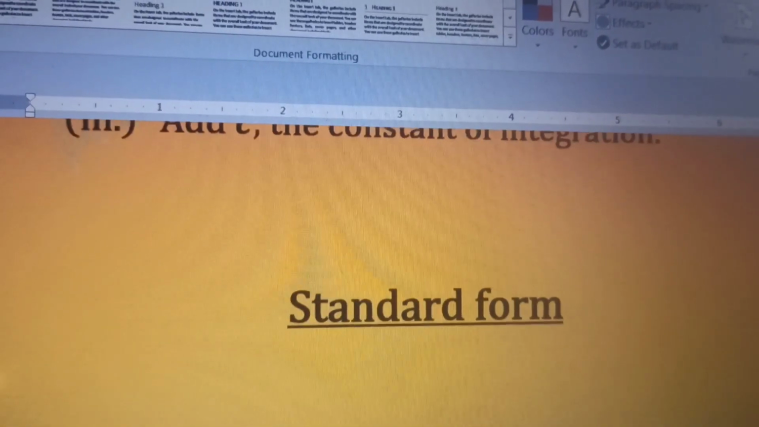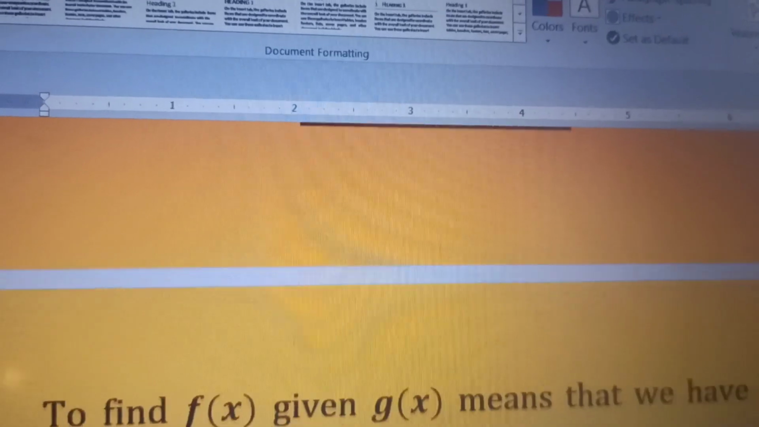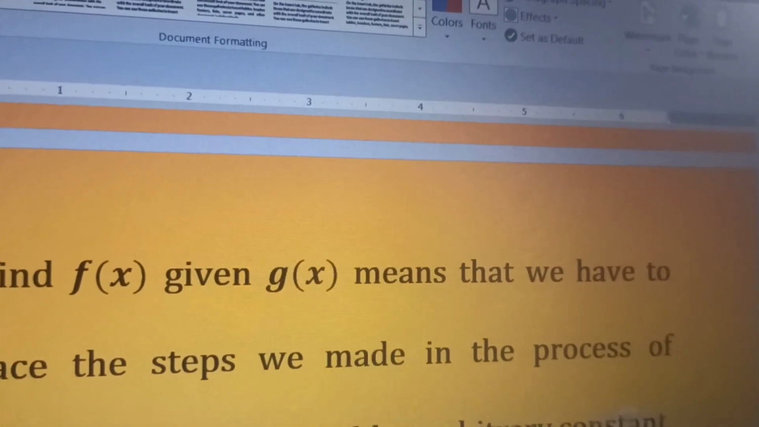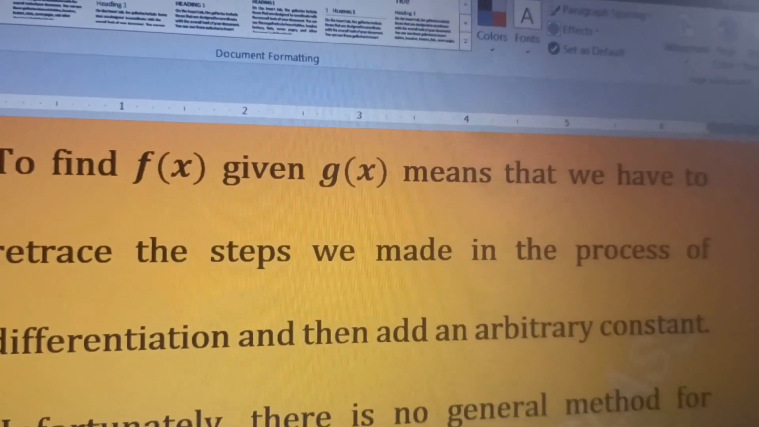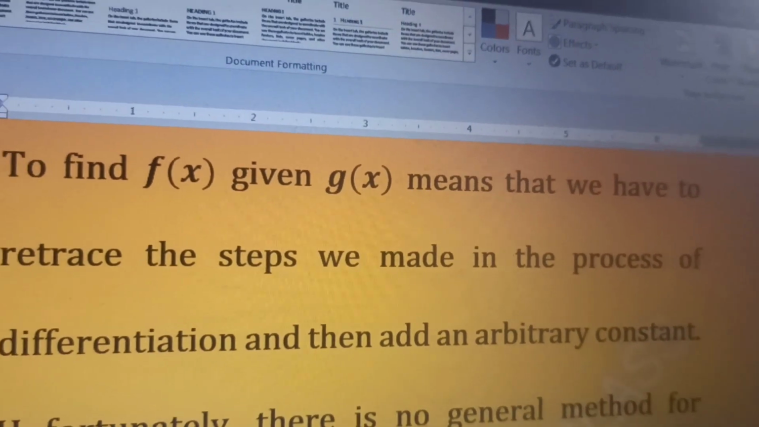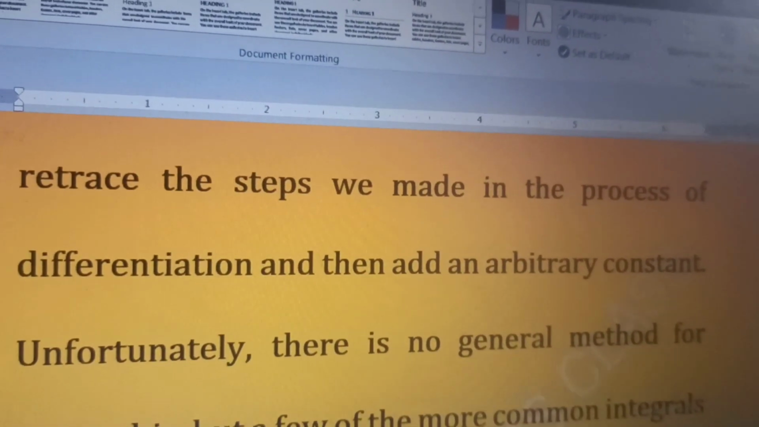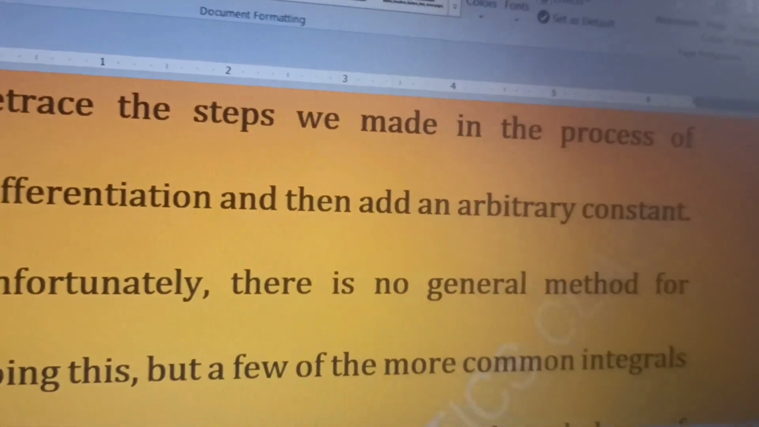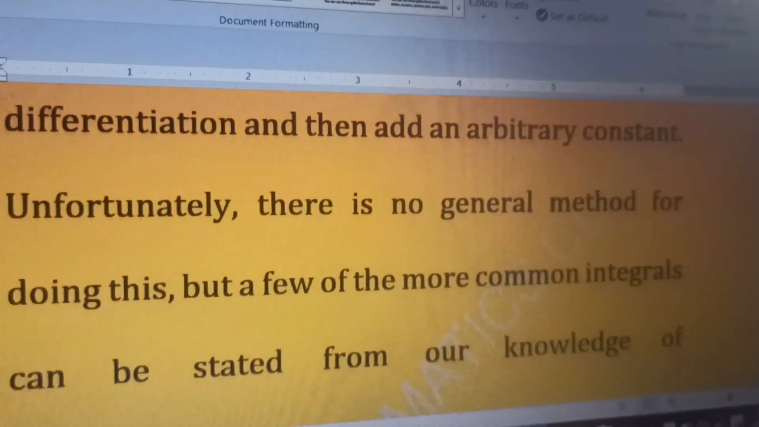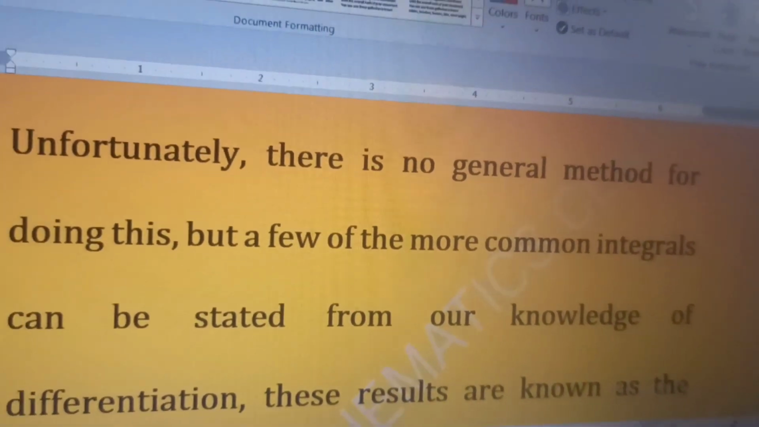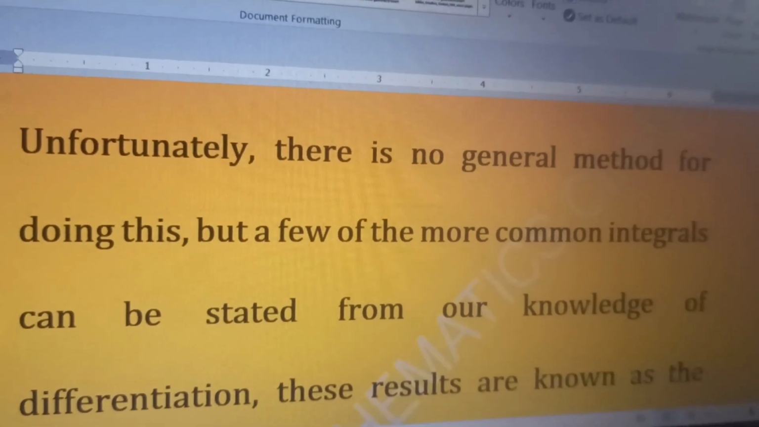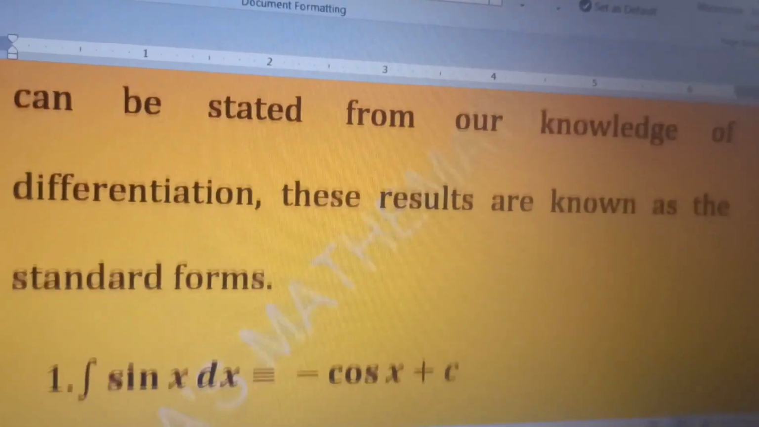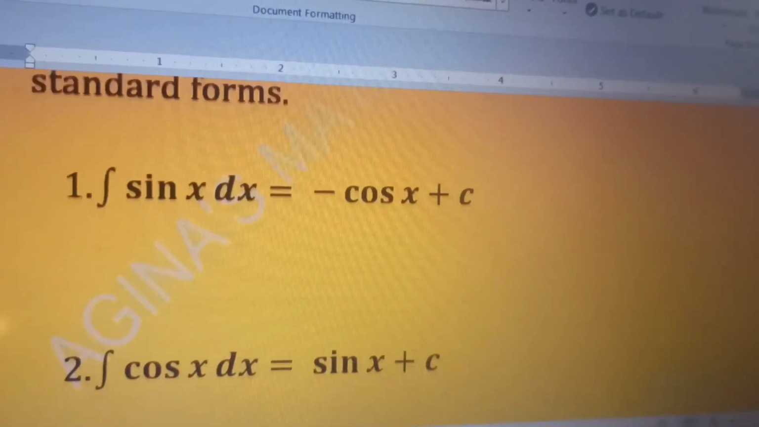Now we'll go to what we call the standard forms. To find f of x given g of x means that we have to retrace the steps we made in the process of differentiation and then add an arbitrary constant. Unfortunately, there is no general method for doing this, but a few of the common integrals can be stated from our knowledge of differentiation, and these results are known as the standard forms. Now we look at some of these standard forms.